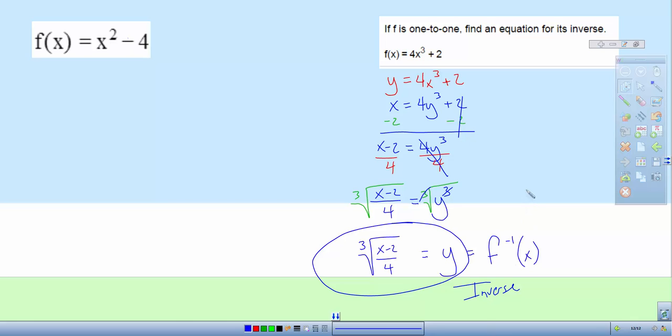Alrighty, so that's how we would take an equation and find the inverse, the process, and you get a chance to play around with that a little bit inside of your homework.